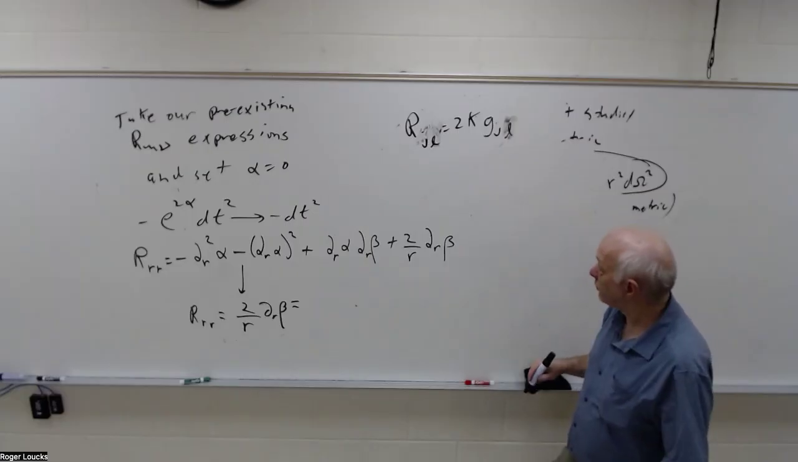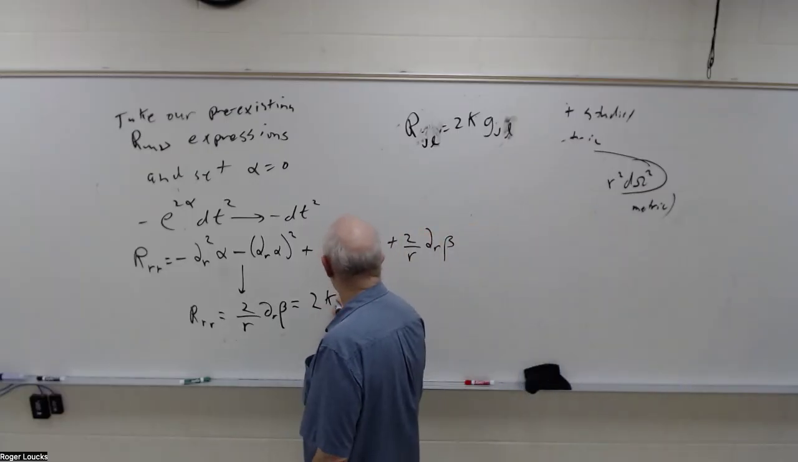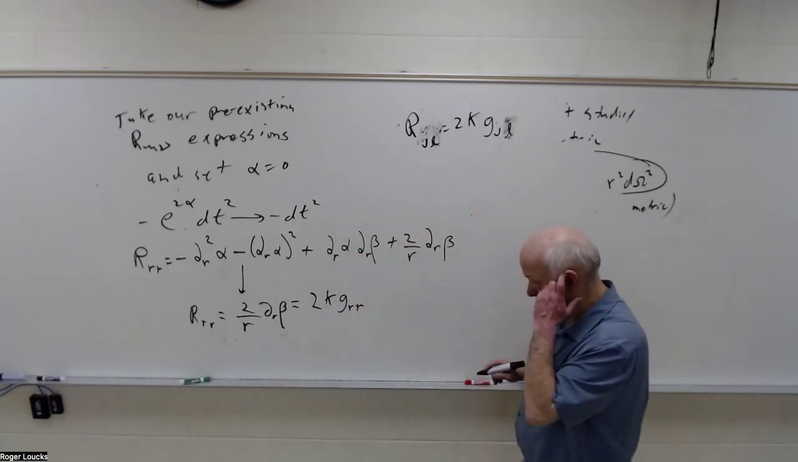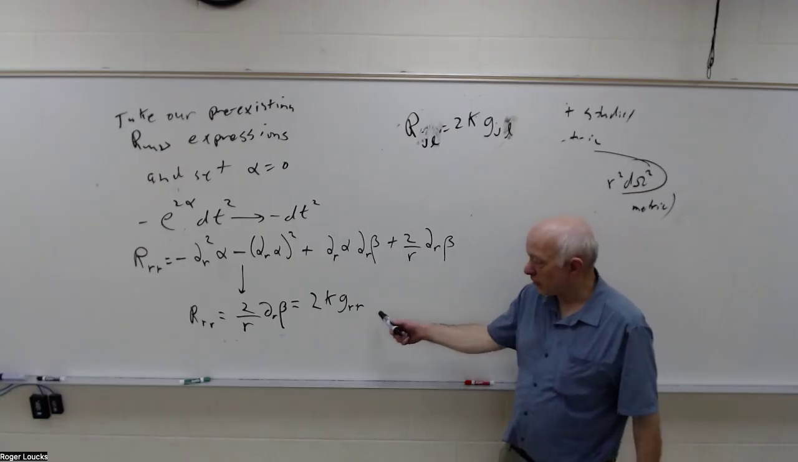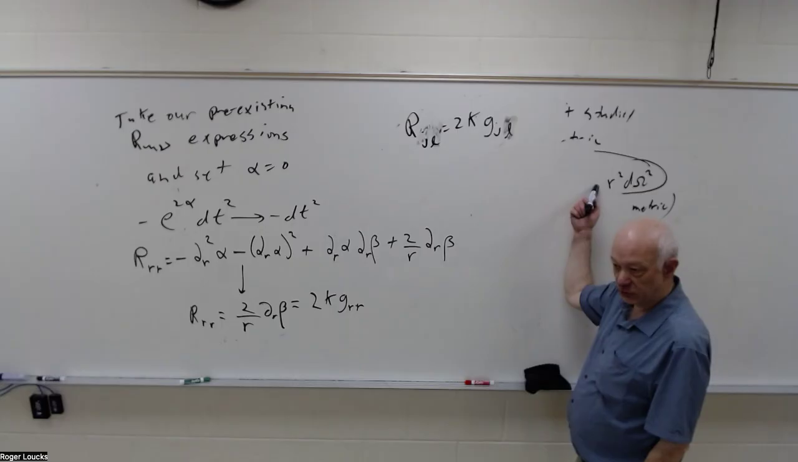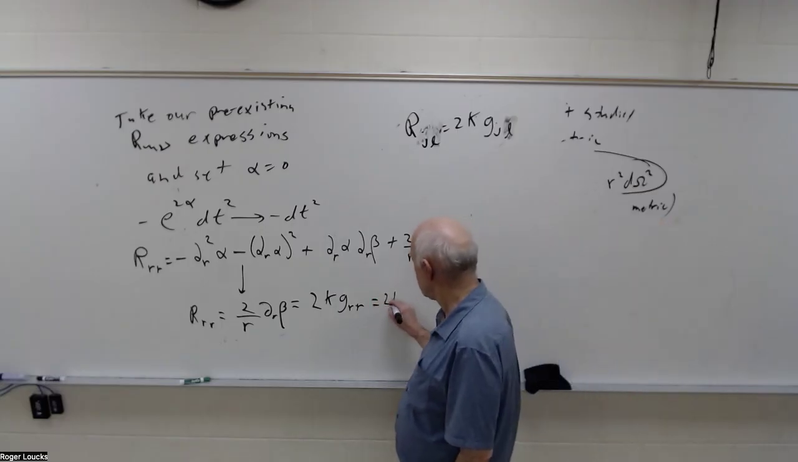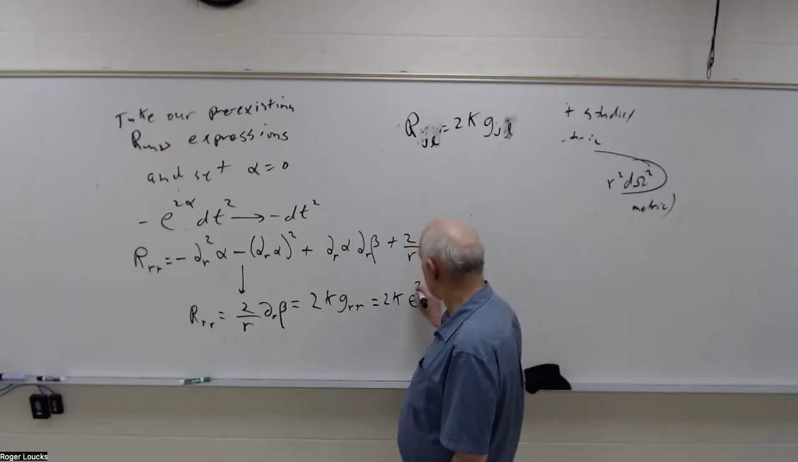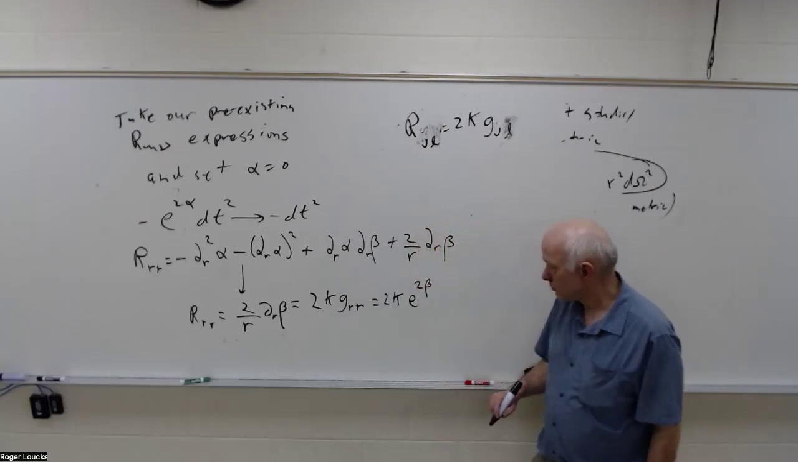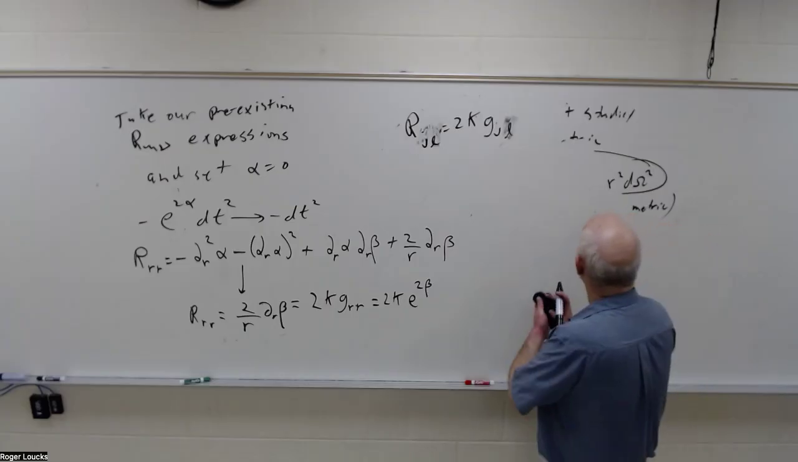We're going to equate it to this. So I'm going to put in this 2K g_rr. And okay, what was this g_rr from over here? Is it e to the 2 beta? Oh yeah. Okay, that gives us that. Well, that's for the most part pretty easy to solve.